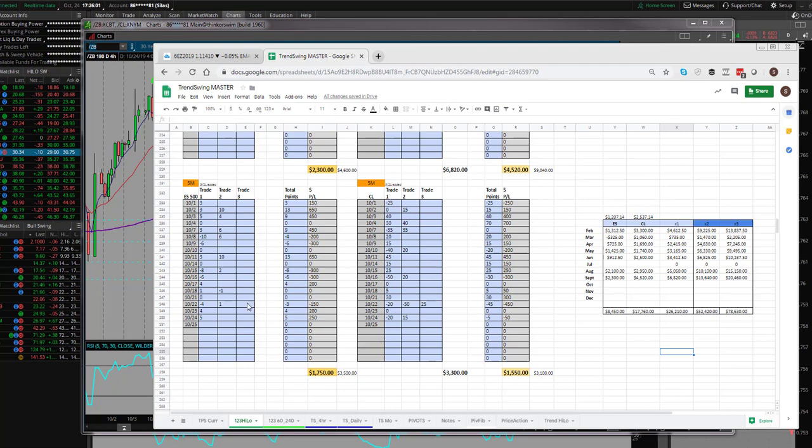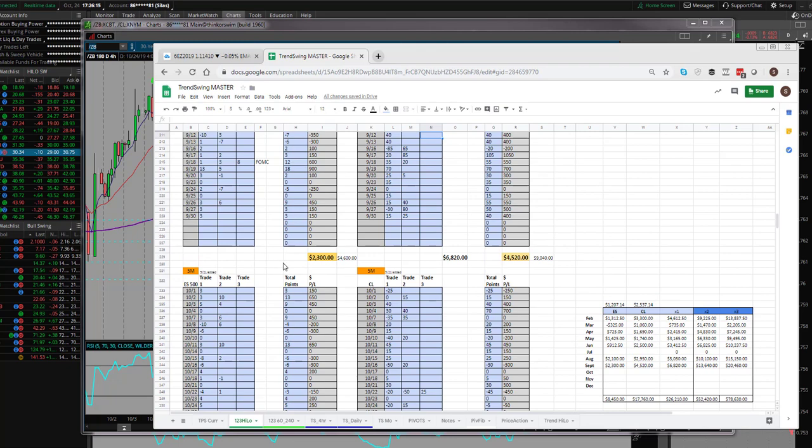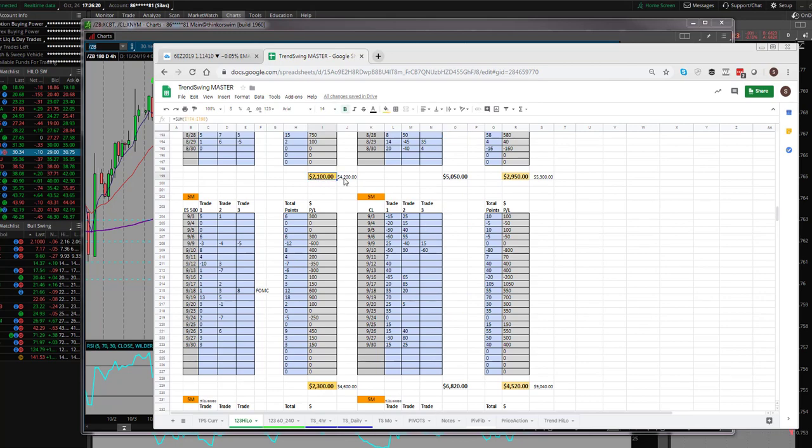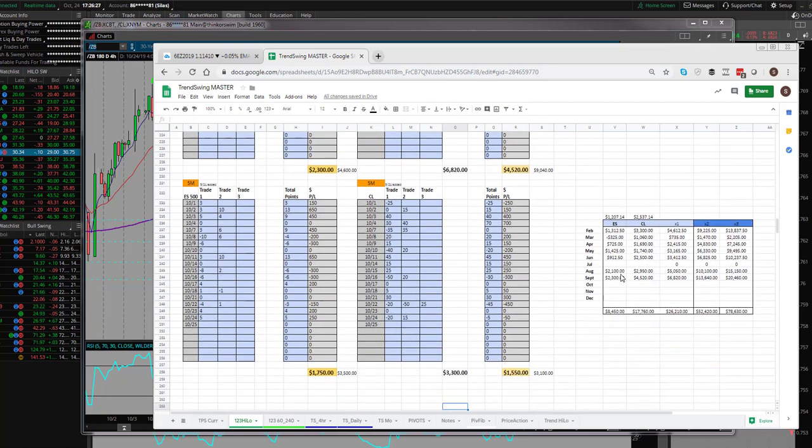And you can see right now in October here, we're at 1750 on a one contract basis and 1550 on a one contract basis in crude oil. Here were the results from September: 2300 and 4500, or 6800 total. And then if we go back, you can see 2100 and 2950 for 5,000 total. Again, that's just one contract on the 5-minute basis.